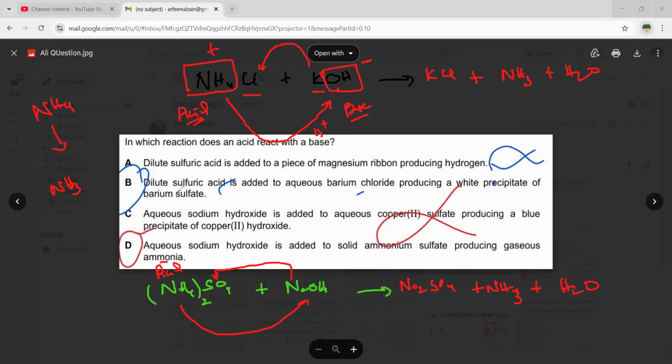Why not B? Sulfuric acid is added to barium chloride. There is no loss or gain of a proton. When you have sulfuric acid and barium chloride, this is called precipitation. Only the ions change position: barium takes the position of hydrogen and hydrogen takes the position of barium, so it becomes barium sulfate plus HCl. There is no loss or gain, it's an exchange of ions. But in the acid-base case, it loses a proton, so it is acting like an acid.